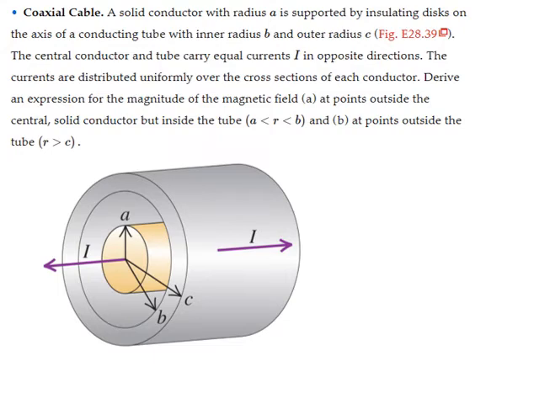Now that we're comfortable with the idea of what a coaxial cable looks like, let's see if we can go ahead and find the magnetic field at the points required. So our coaxial cable has a solid center. It's got radius a and the current flows in the direction shown. It's separated from an outer cylindrical conductor that also carries current I but going in the opposite direction. We first want to find the magnetic field at points outside the central solid conductor, but inside the tube. So before we get to the outer conductor. Let's work on that part first.